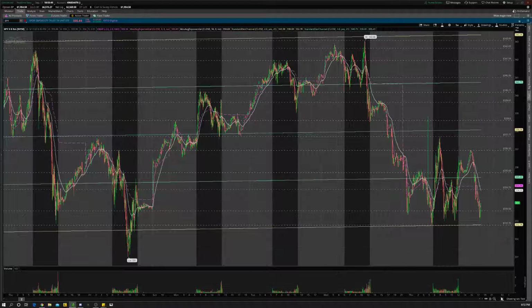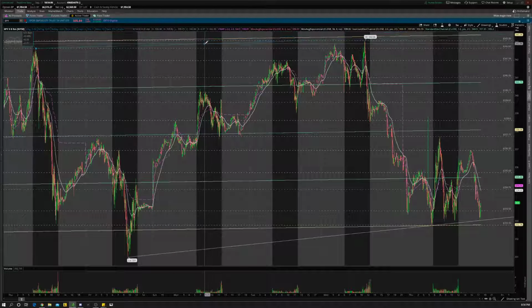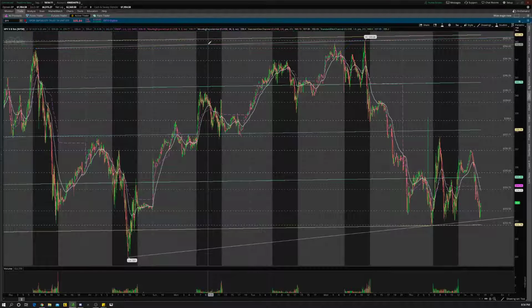Oops, wrong tool, go here, 331 basically, and then we got some. Okay, so we have this marked now, and then we have. So we're basically in this channel right now, and that's good to know.